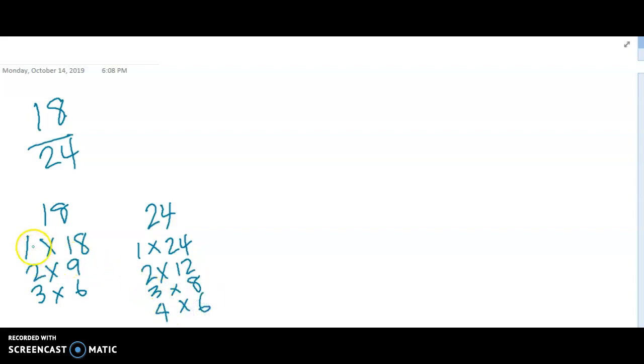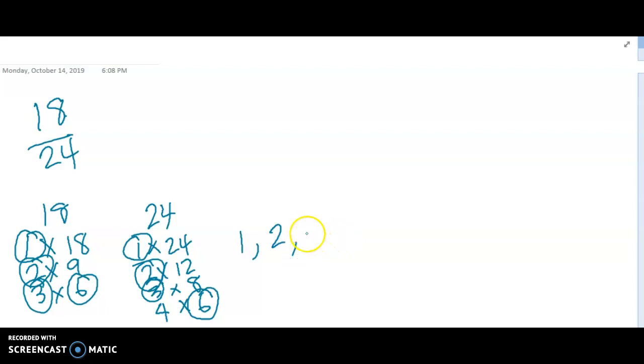I'm going to go and circle everything that's the same. So 1 is the same, 2 is the same, 3 is the same, and 6 is the same. So my common factors, the common numbers in both lists are 1, 2, 3, and 6. I want to divide by the greatest in the list, so that's 6. So I'm going to divide these both by 6.